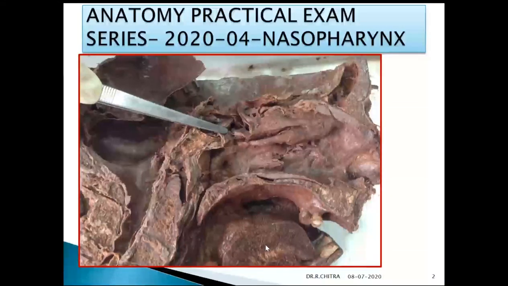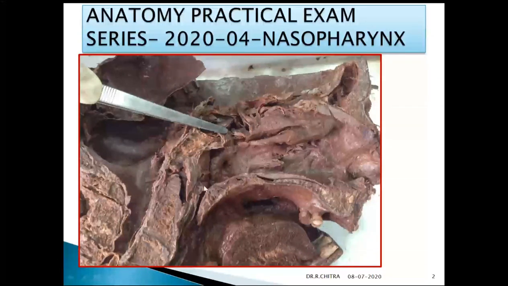So the pharynx, you must be knowing, is made of three parts: nasopharynx, oropharynx, and the laryngopharynx. We have to describe each part of the pharynx, the boundaries. We will start with the nasopharynx.